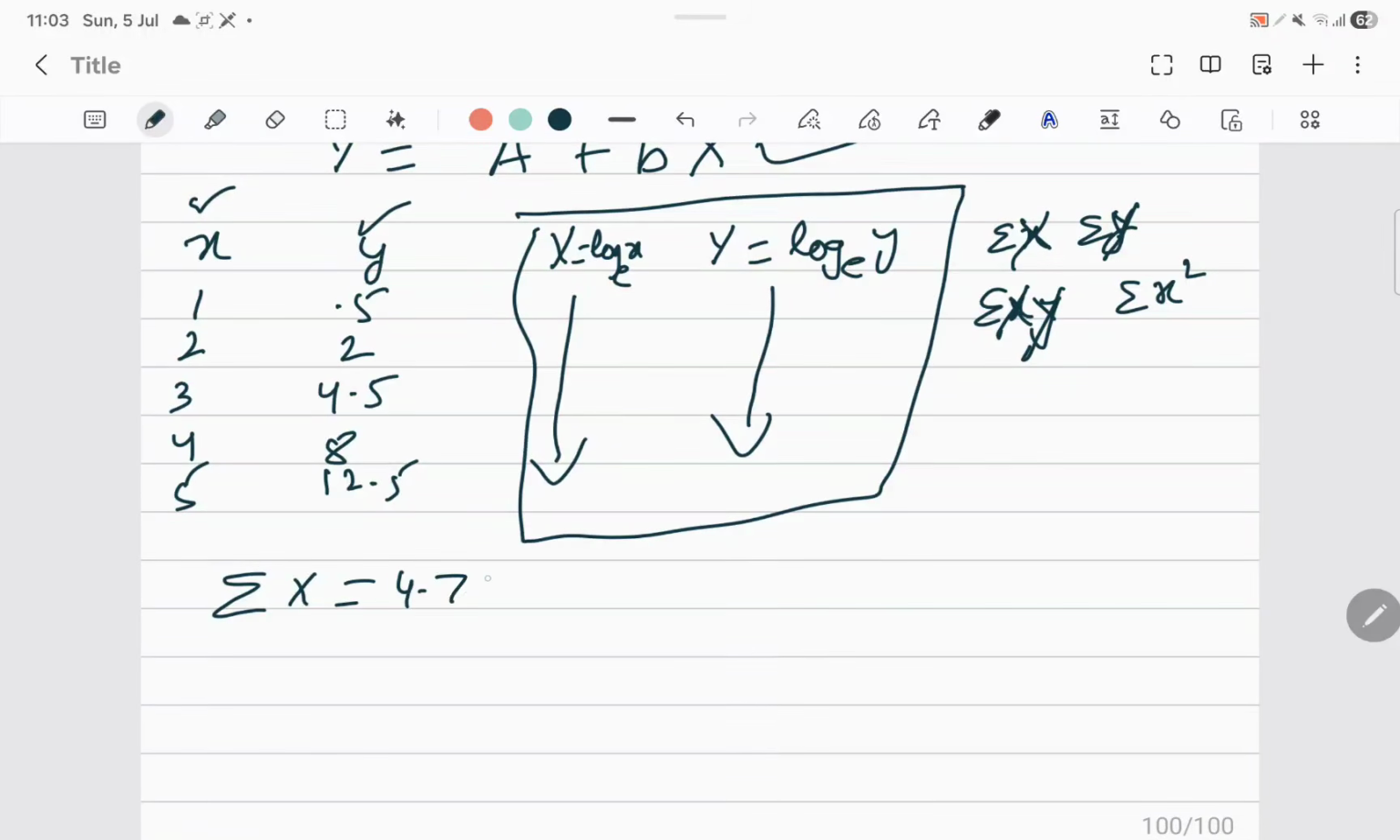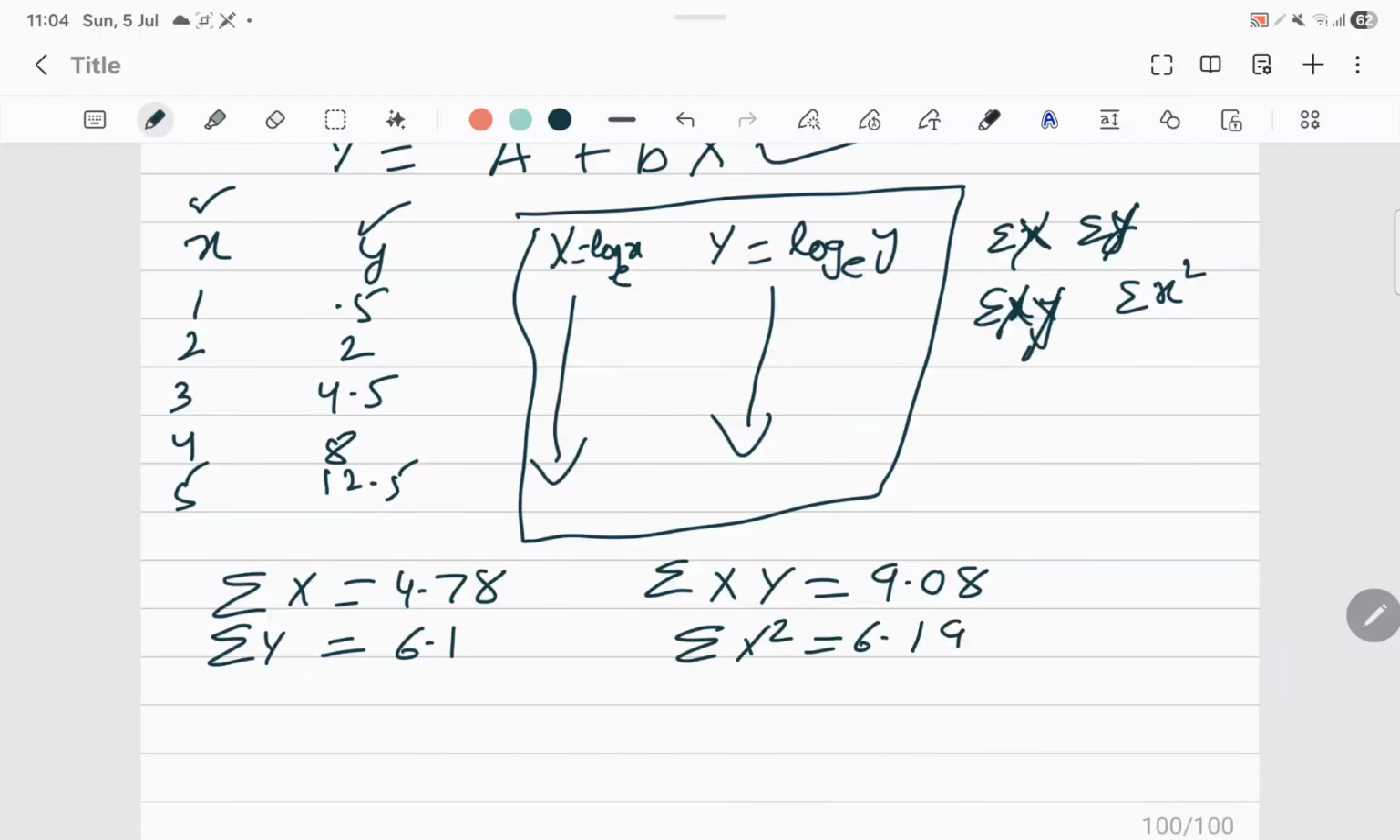Summation capital X you will get 4.78, summation capital Y you will get 6.1, summation XY you will get 9.08, and summation X square you will get 6.19. Capital A you will get minus 0.69, which will give small a is equal to 0.5 and b will be equal to 2. So that is how you will get the answer.